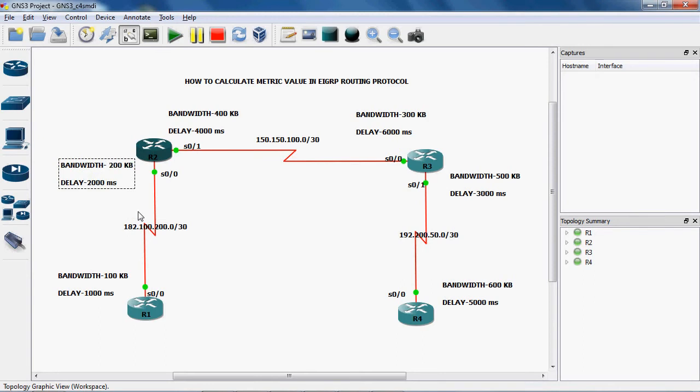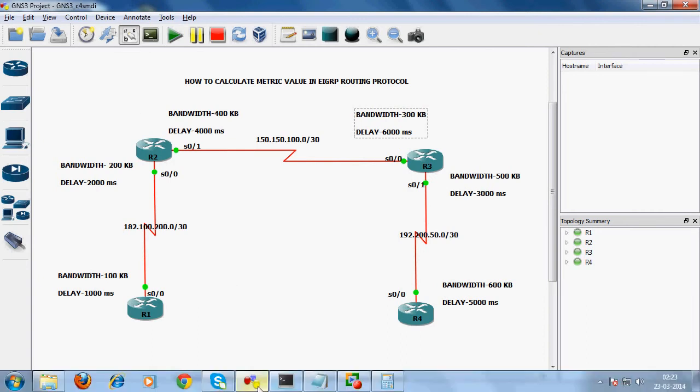Next, to calculate the feasible distance, we include both bandwidths and delays. If there is more than one bandwidth, we compare them and choose the minimum bandwidth, and we include all the link delay values, that is 2000 and 6000. So 256 into 10 power 7 divided by 200 and 300, which one is minimum? 200. So 10 power 7 divided by 200 plus 2000 plus 6000, we get the feasible distance.